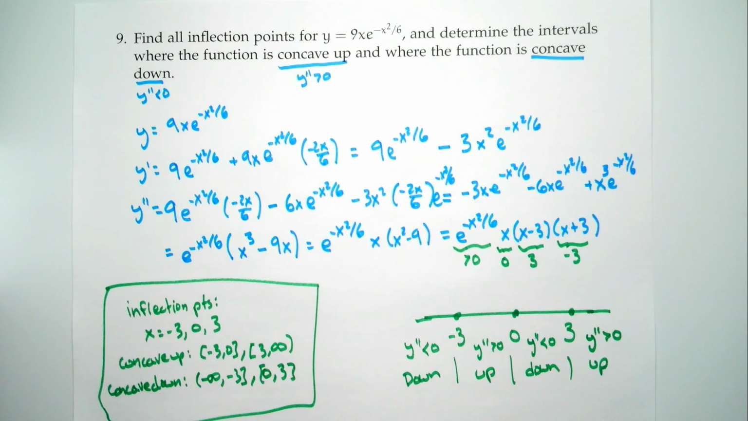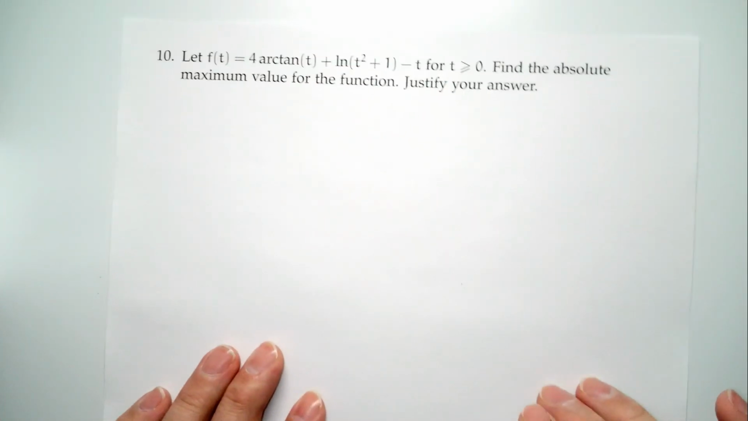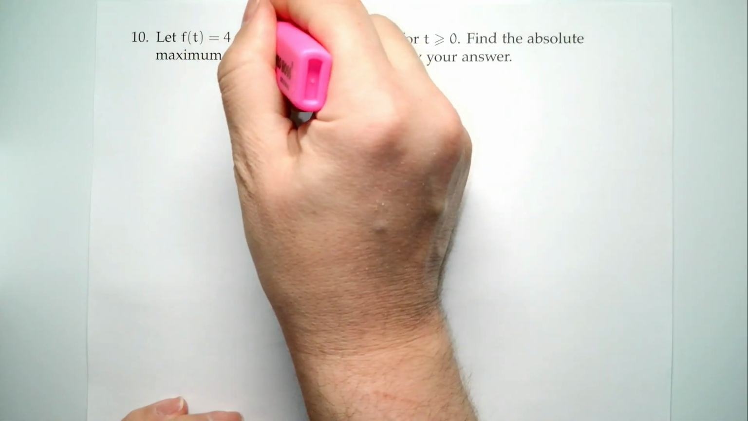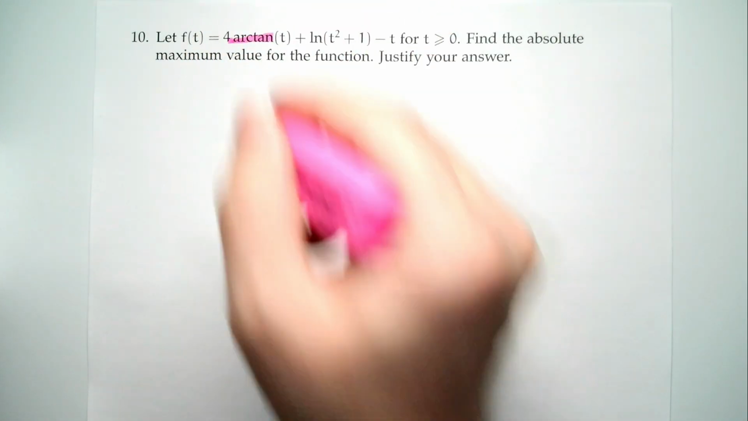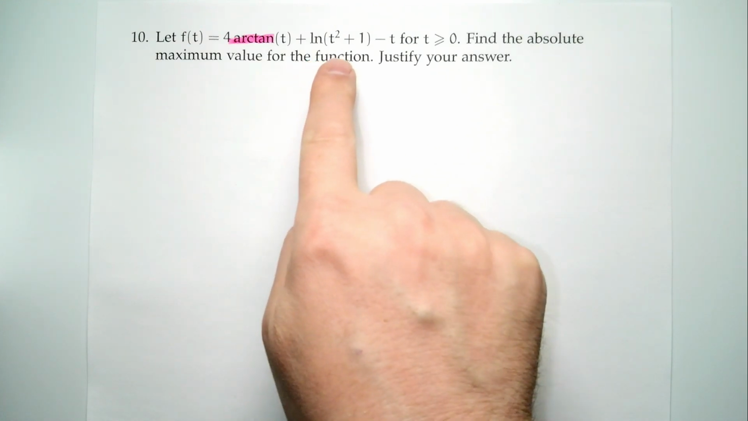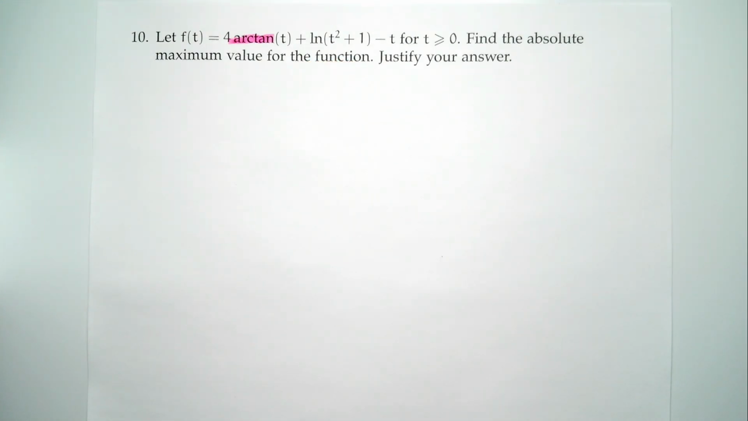There we go. That's number 9, which must mean the next one is number 10, our final problem. It's kind of sad. We were just warming up, but we're getting pretty good at these. So let's see. Our function is 4 arctangent t. Another arctangent problem? A triple arctangent quiz? Best quiz ever. Let's not get distracted. There's also a log of t squared plus 1, and there's minus t.